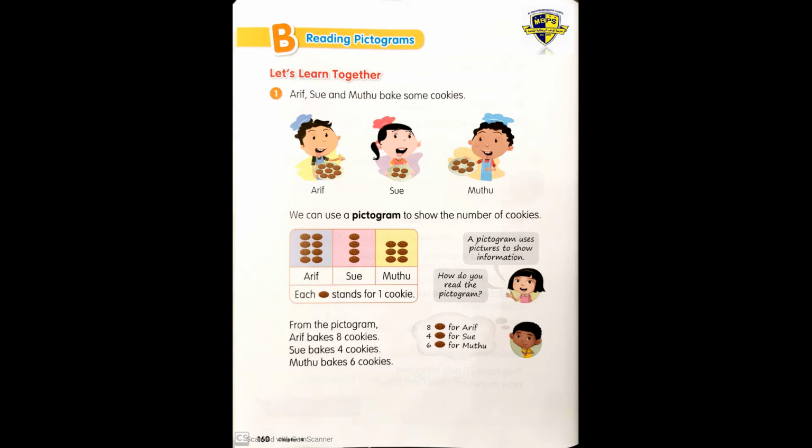So each cookie stands for 1. Each cookie is a number. So 1 cookie is 1, 2 cookies is 2. Each one is a number: 1, 1, 1, 1. From the pictogram, Arif bakes 8 cookies. That's right. Sue bakes 4 cookies. Muthu bakes 6 cookies. Very good.